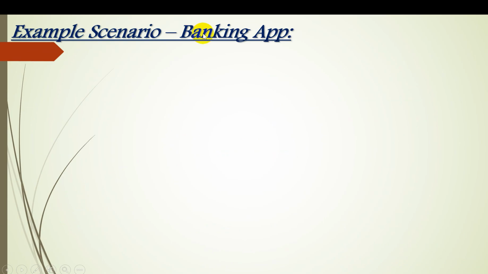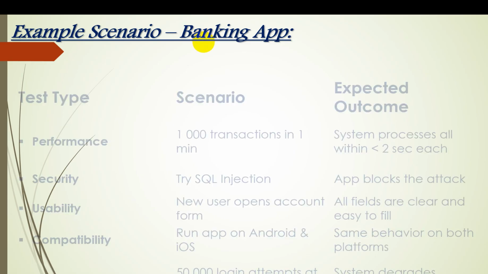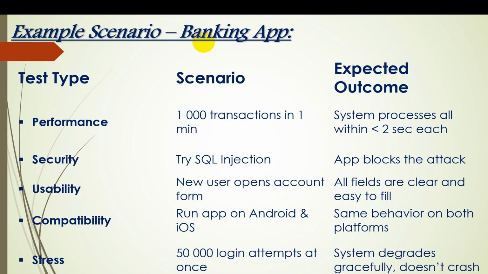In the banking domain, we have just taken one example for the e-commerce domain, Amazon. Let's see how many types of testing we can perform with the banking domain. So the first type is performance. There we can take a scenario like 1,000 transactions in 1 minute. So the expected output is that the system processes all the transactions within 2 seconds each. Okay. So next is security.